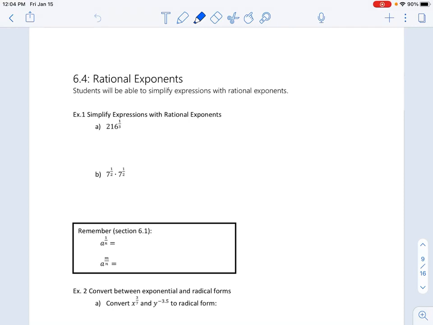Hello, today we'll be covering lesson 6.4, rational exponents. You guys will be able to simplify expressions with rational exponents. Now, rational exponents just means that there is a fraction in the exponent.